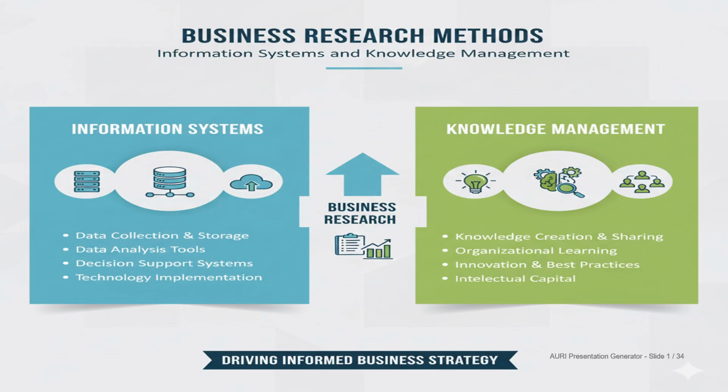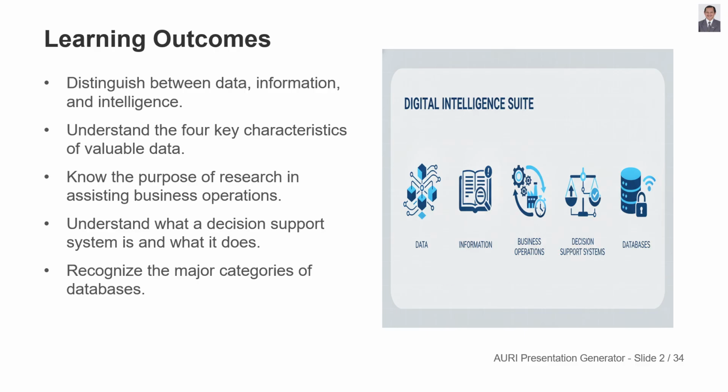To begin, we will build an understanding of data and information. Following this, we will examine the systems organizations use to manage their collective intelligence. By the end of this chapter, you should have a clear understanding of several key concepts. You will be able to distinguish between data, information, and intelligence.